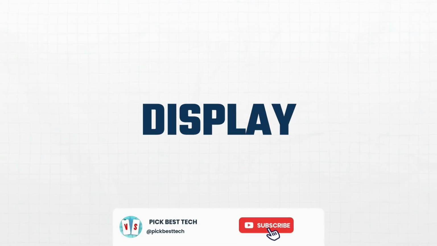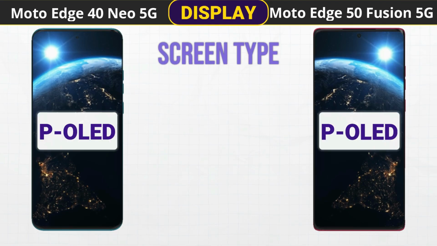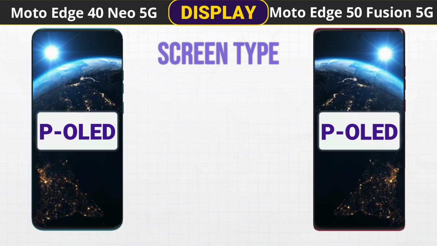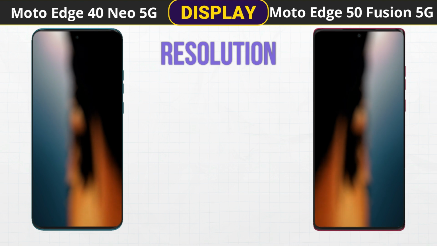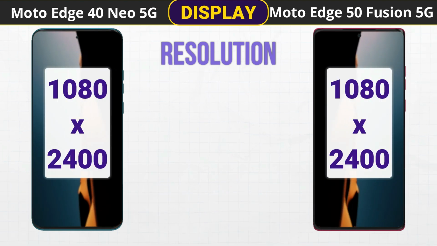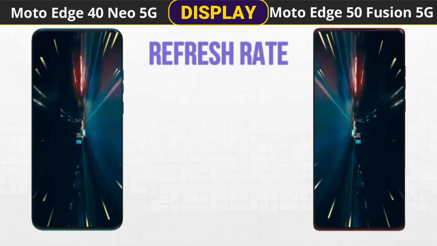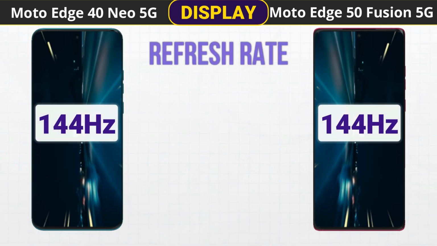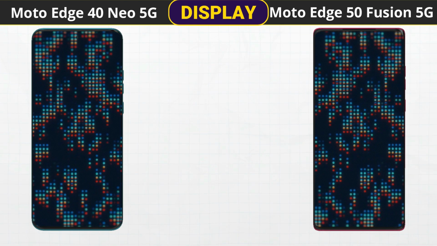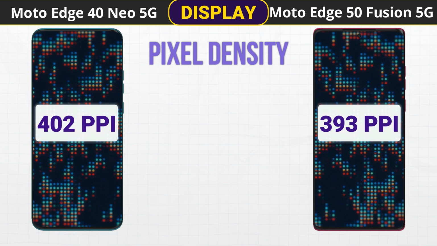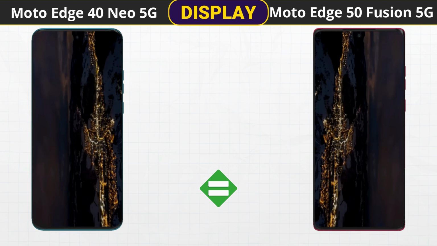Display. The screen type. Resolution. The refresh rate. The pixel density. Brightness.